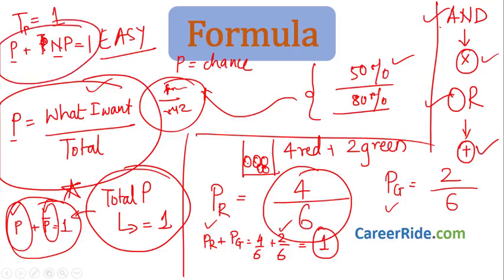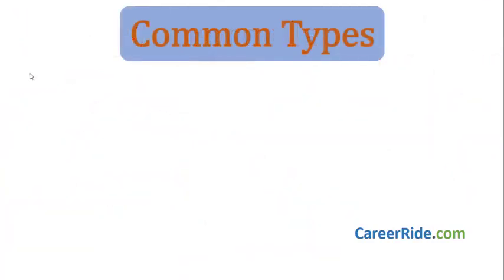Let us see how easily we can solve the sums related to probability using these 2 to 3 small concepts. But before that, we will see the common types of sums which are asked in probability. Generally, there are a few types which are very common. The first one is related to a coin. A coin has two faces, heads and tails.